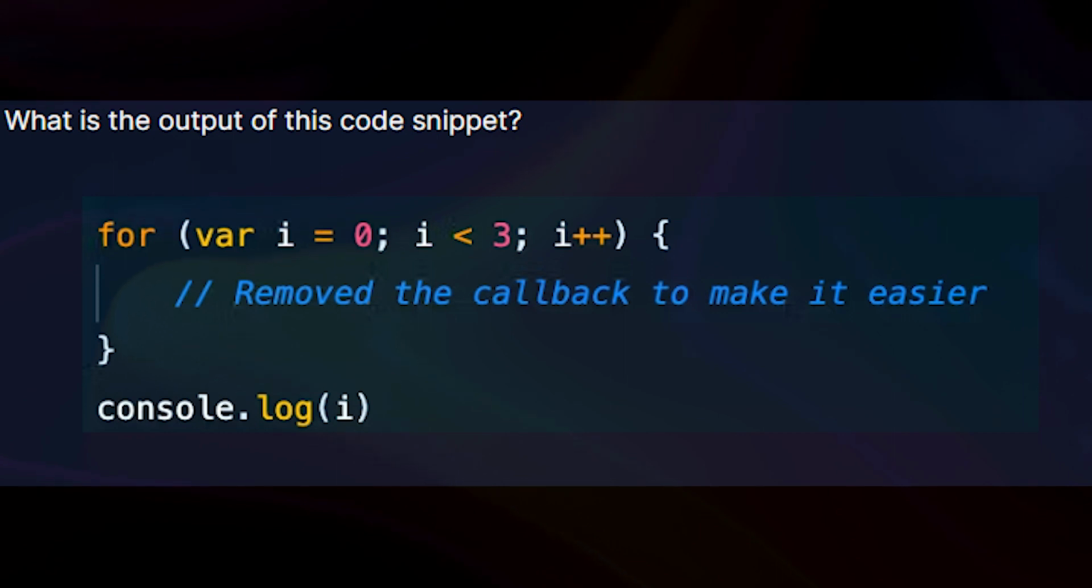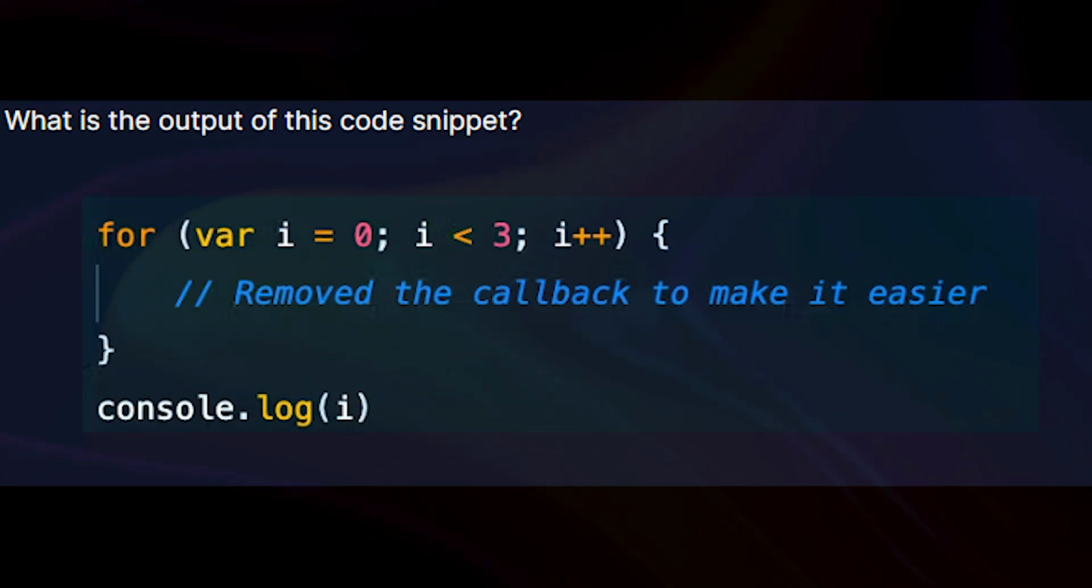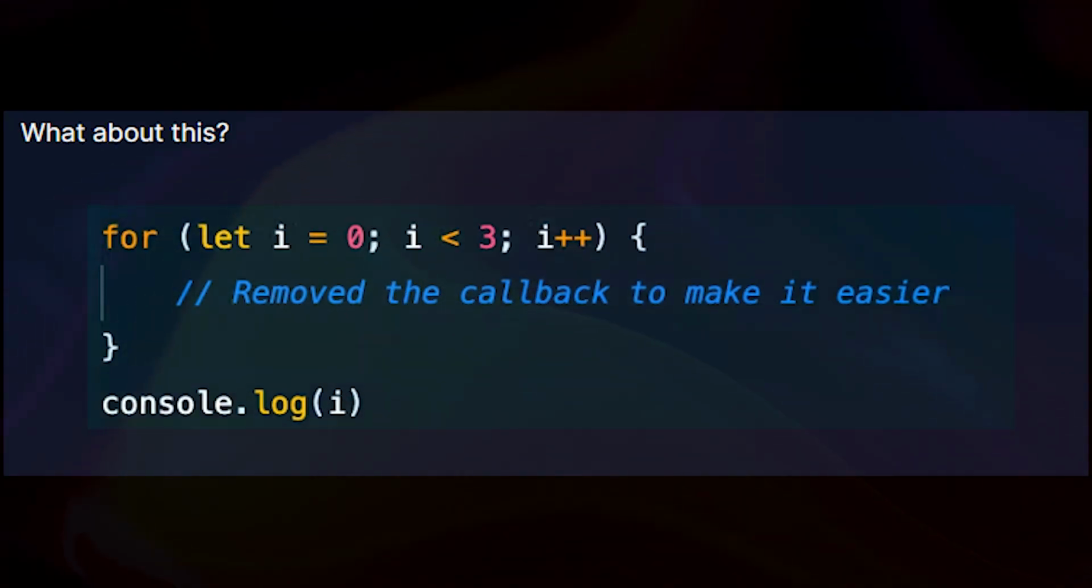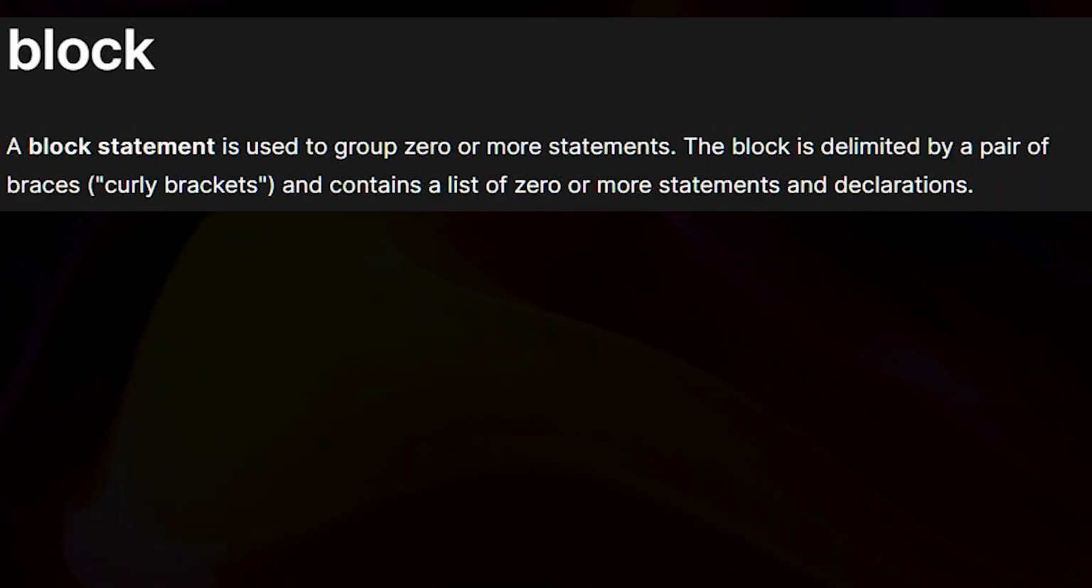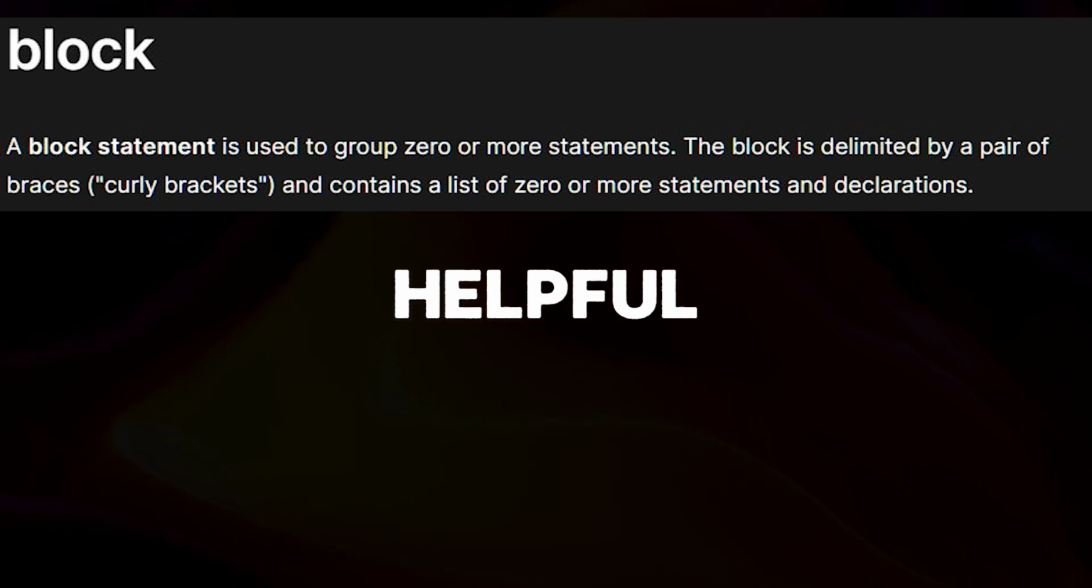What is the output of this code snippet? How about this one? For the first code snippet, the answer is 3. For the second, ReferenceError: i is not defined. But why is that? var is function scoped and let is block scoped. But how is that helpful to know?